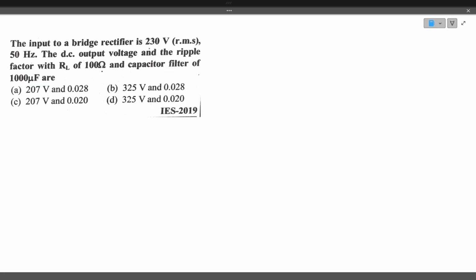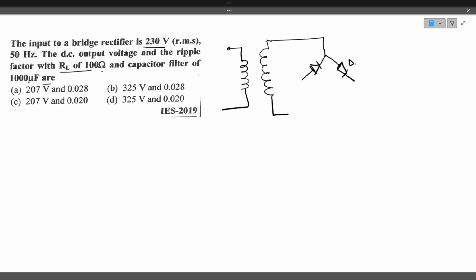The input to a bridge rectifier is 230 volts RMS and 50 Hz. Find the DC output voltage and the ripple factor with a load resistance of 100 ohms and a capacitor filter of 1000 microfarads. So this is a bridge rectifier. A bridge rectifier contains 4 diodes in a diagonal shape. If you draw the circuit, it will be like this. There will be 4 diodes, D1, D2, D3 and D4.